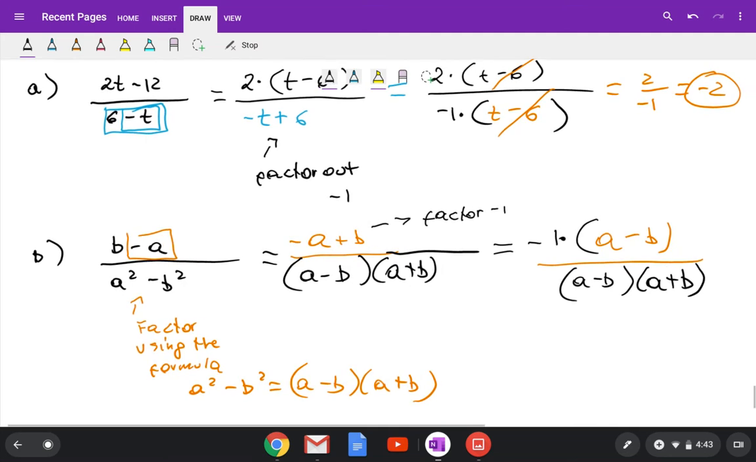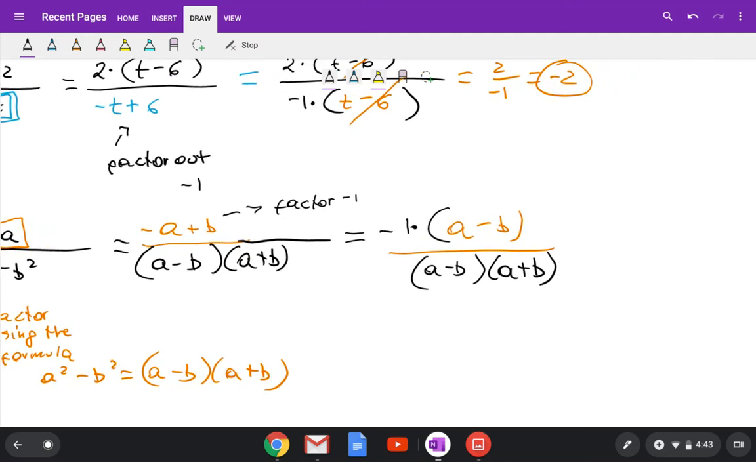Now I'm ready to reduce this rational expression. I'm ready to simplify because I have multiplication in the numerator and multiplication in the denominator. So that's the only time when you can cancel expressions. a minus b is repeating. So we're canceling a minus b, and we end up with negative 1 over a plus b. And that's our solution. Okay, that's it.